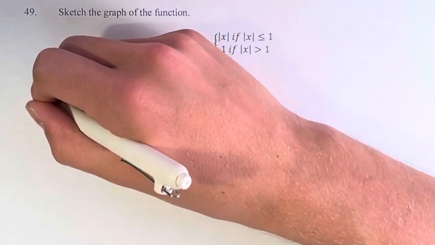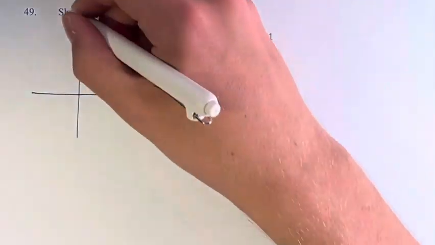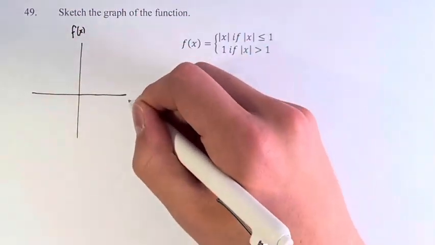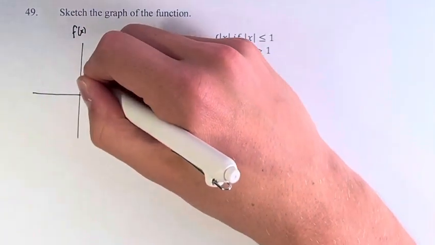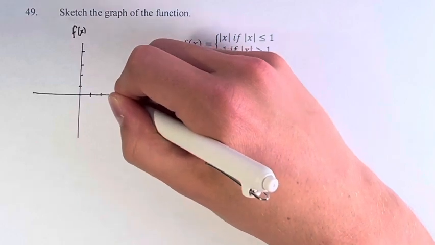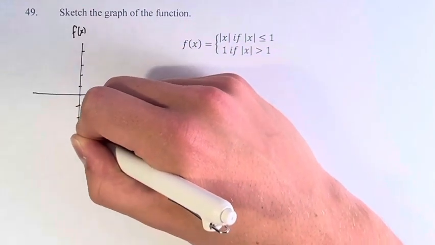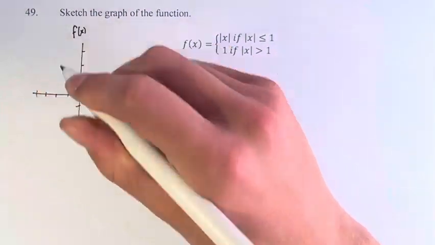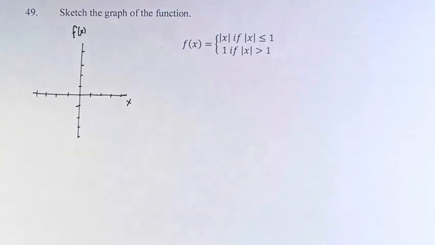So we have our graph in the xy plane. We have f of x on the y-axis and x on the x-axis. And what we're going to do is draw these in pencil in full, and then we're going to erase away where they are not valid for this function.